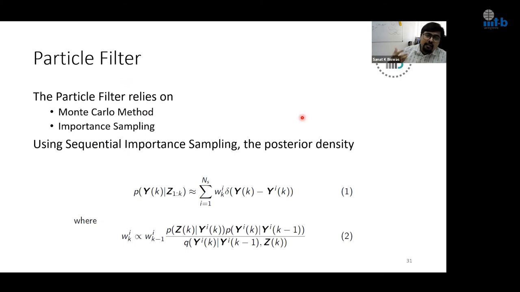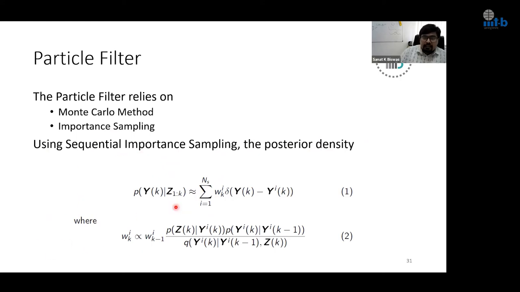What is importance sampling? Suppose you have some distribution from which it is very difficult to draw the samples. You use another distribution, which is proportional to this, which is easier to sample. So use that distribution to sample. That is basically called importance sampling. So in sequential importance sampling for the particle filter, the posterior density becomes basically the weighted sum of the difference between the mean and the other samples, right? So that becomes your posterior density, right?